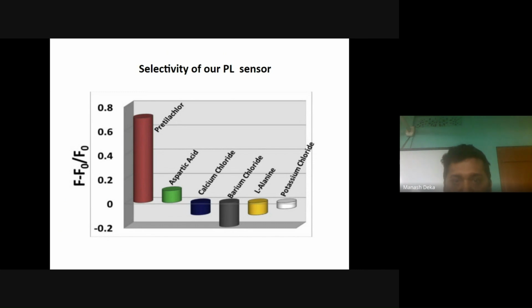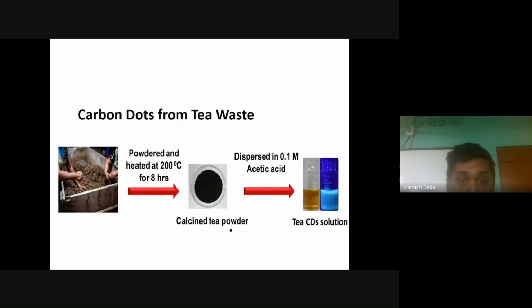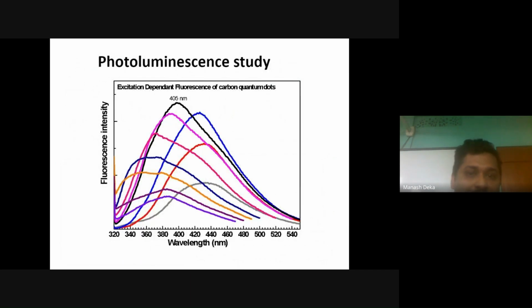Okay. Pretilachlor shows very high selectivity, and we put forward a possible mechanism for this. Maybe the electron transfer mechanism is responsible for this turn-on fluorescence for the carbon quantum dots synthesized from the water hyacinth waste. We are also working on carbon dot synthesis from tea waste and activated carbon. This work is going on, and these are some characterizations which show the blue fluorescence, and this also shows some excitation dependent PL property of the carbon dots synthesized from tea waste.